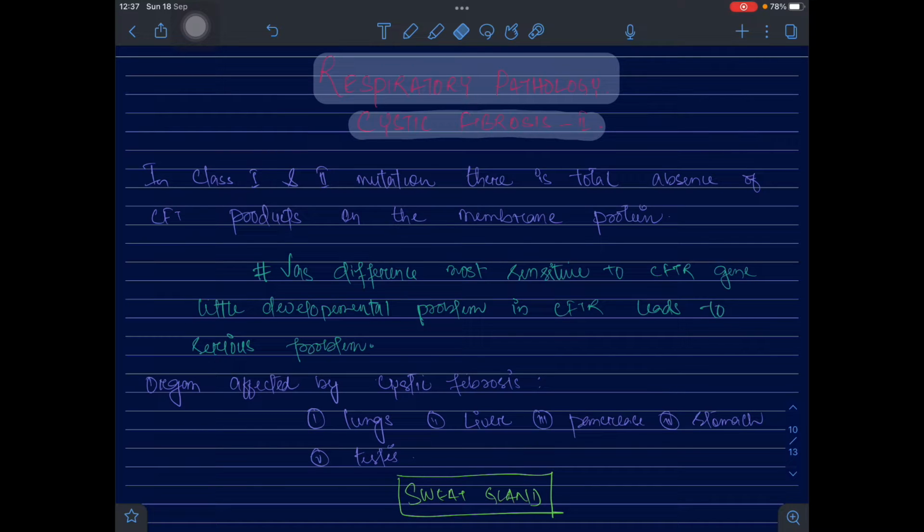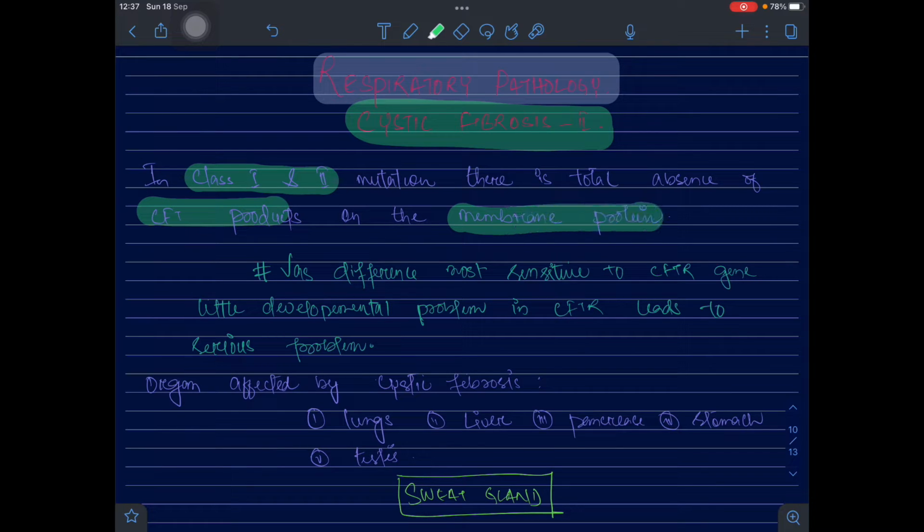Today we will be continuing our lecture from the last topic, that is cystic fibrosis. Today we will be looking into the second part of cystic fibrosis. In the previous video we learned about the different types of mutation, from class 1 to class 5. Among them, class 1 and class 2 mutations are the most severe because there will be a total absence of CFTR product in the membrane protein.